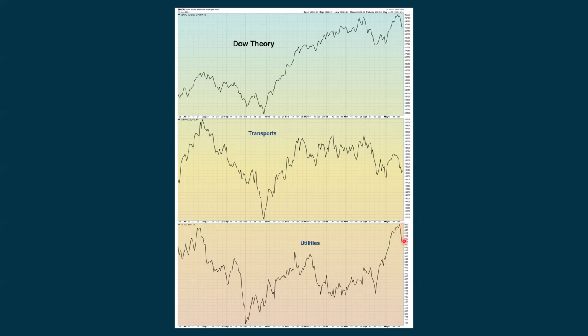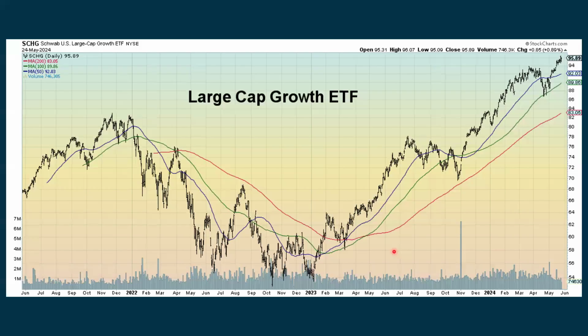It is pulling back. There's some profit taking going on. We'll see. Are we going to continue to fall with utilities, or is it going to turn and keep going higher? Large cap growth. This is looking good. Coming off of just setting recent all-time highs, and we're above all the moving averages.